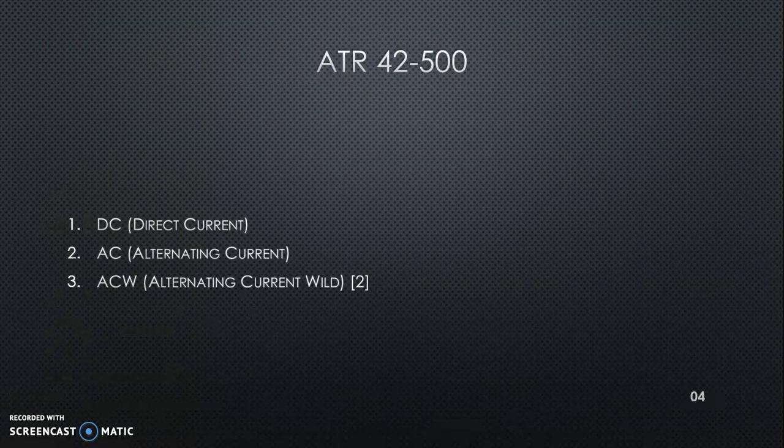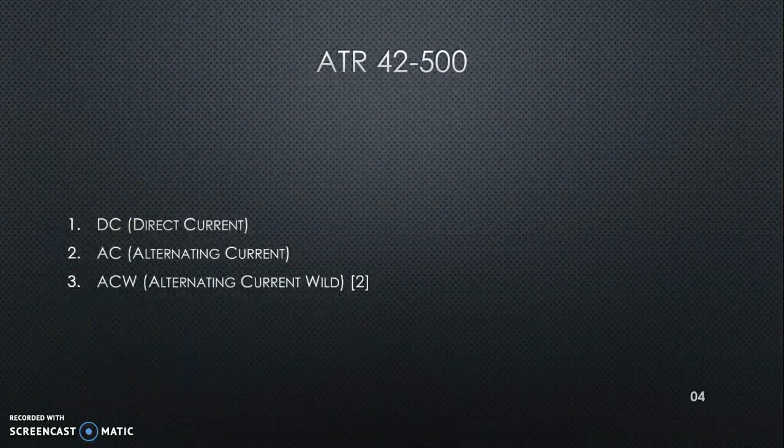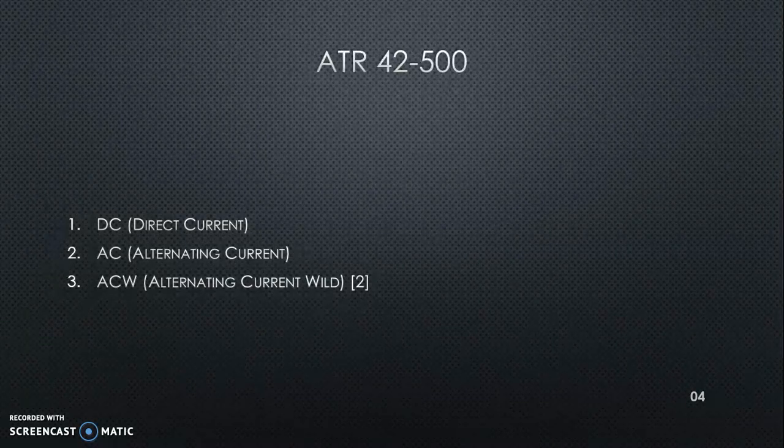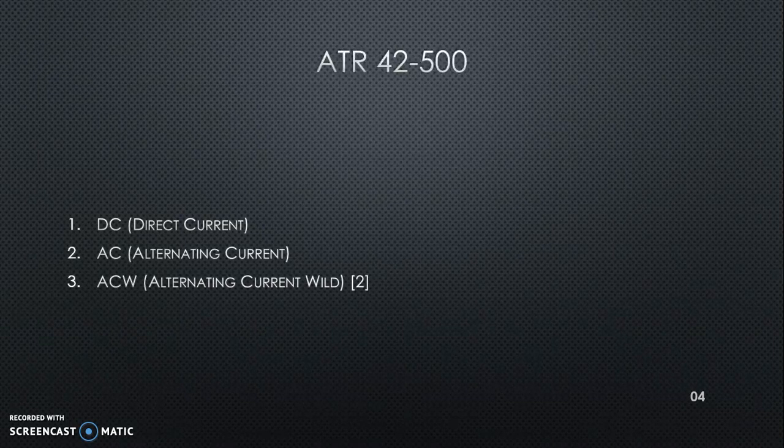So for the ATR 42-500, it has three primary subsystems, and one of them runs on direct current, the other runs on alternating current, and the third one runs on alternating current wild, which is basically alternating current with a variable frequency. Since these are engine-driven generators, the frequency range exists from 341 to about 488 Hertz, and that corresponds to 70% speed to 100% speed of the engine.